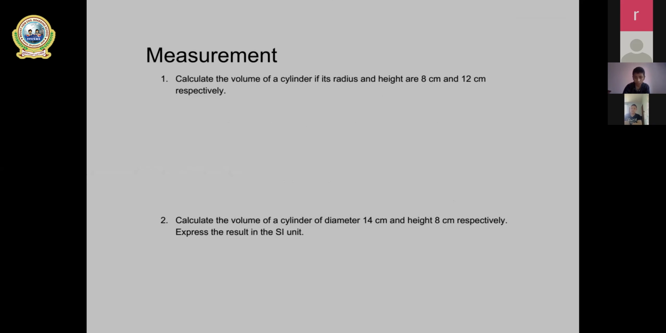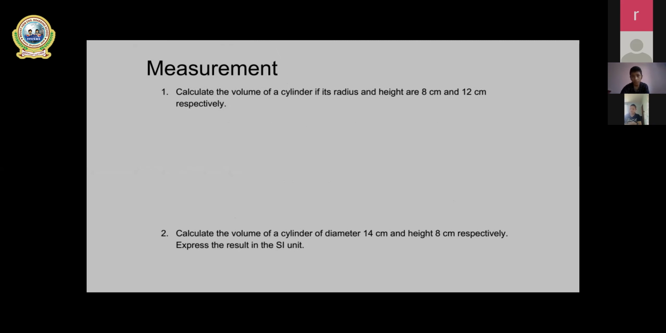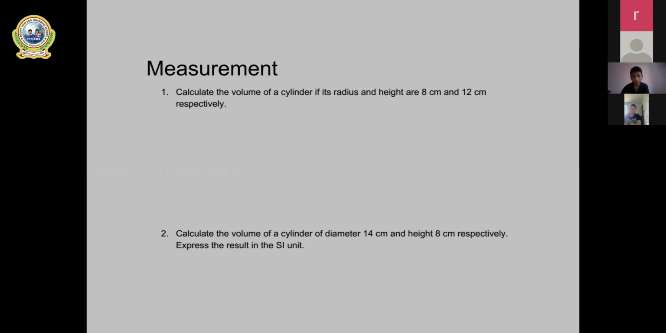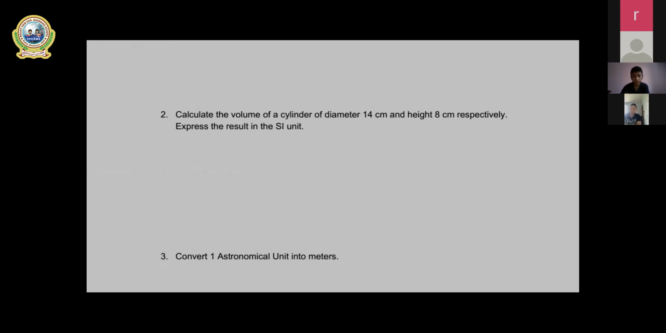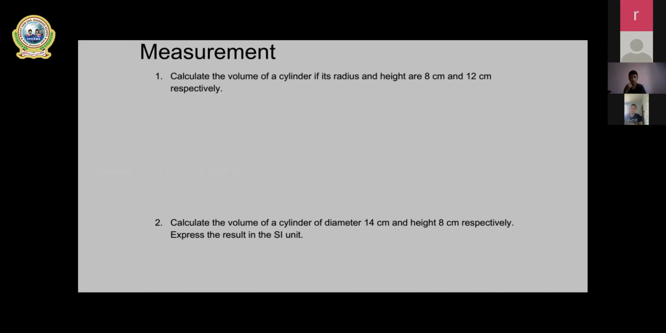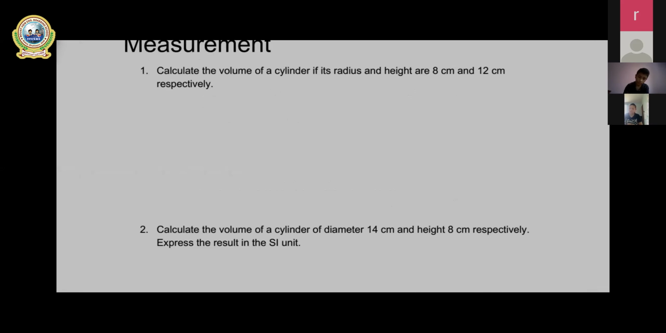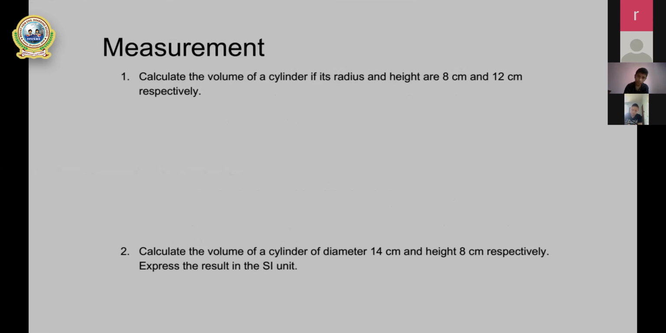Okay. Let me read the question. There are altogether 4 questions, so we'll start from number 1. The first question, class 9: Calculate the volume of a cylinder if its radius and height are 8 centimeter and 12 centimeter respectively.